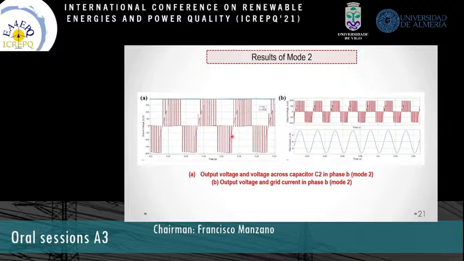In mode 2, the PV array generates only 200 volt now, and C2 is charged to the same value of it, which is 200 volt. This leads to a three-level output voltage varying between VDC 200 volt, 0, and minus VDC minus 200 volt. Similarly to mode 1, the inverter is also operating at a unity power factor. Same goes for phase A and phase C.